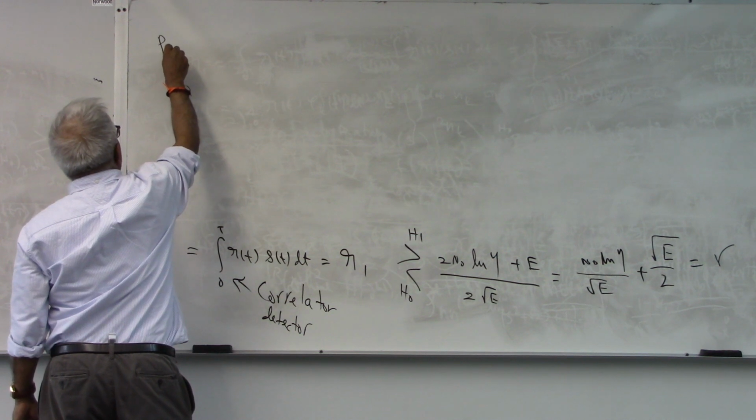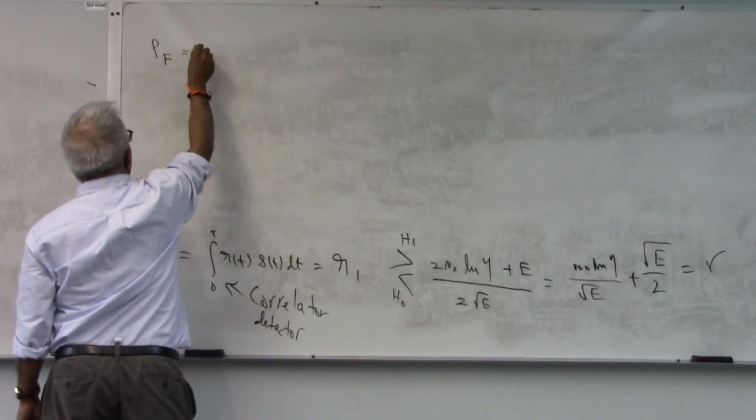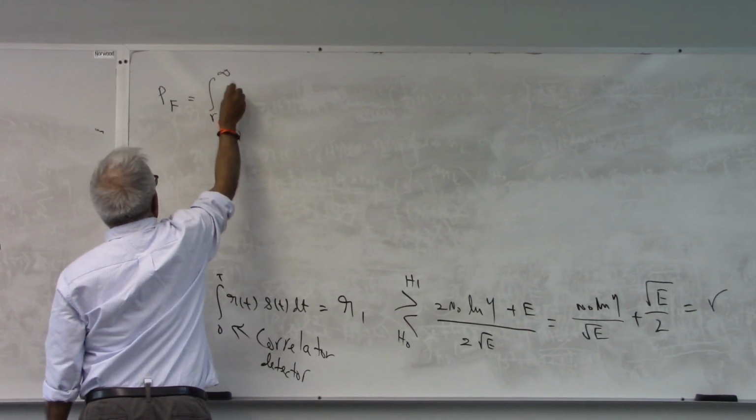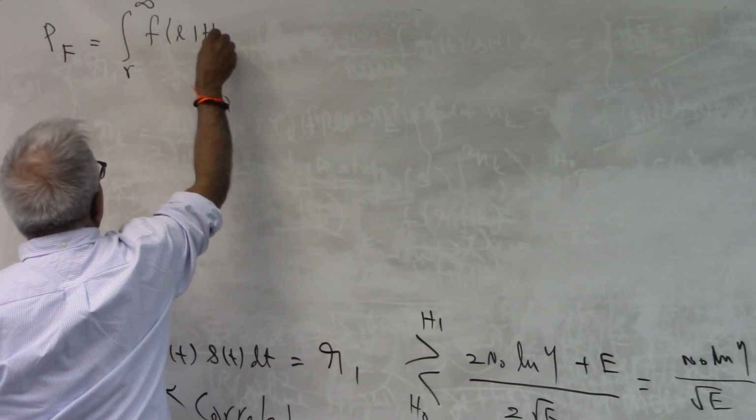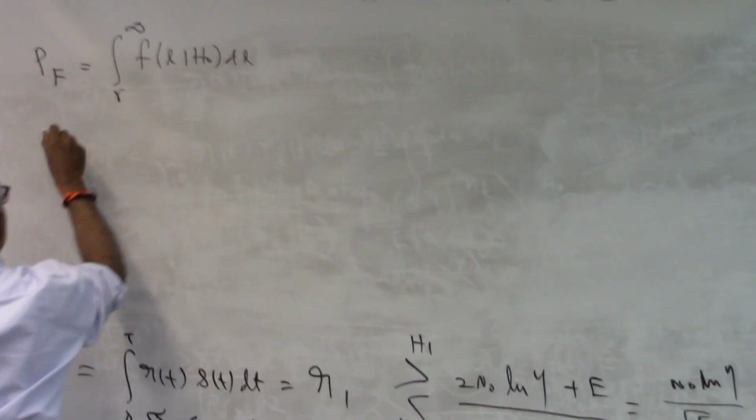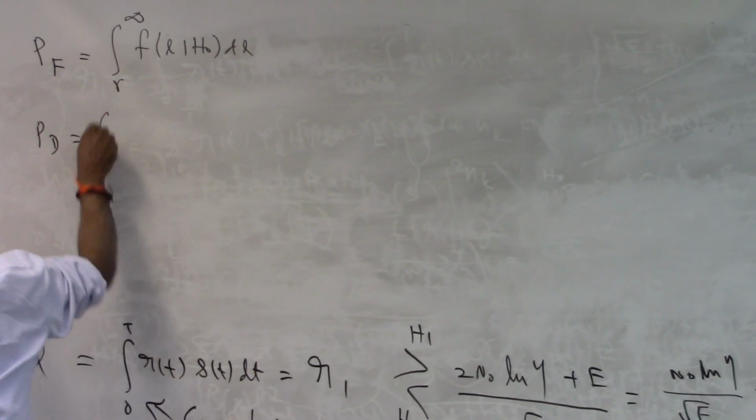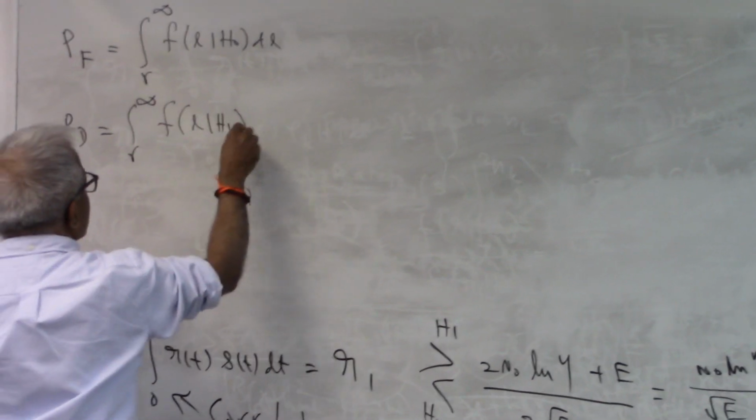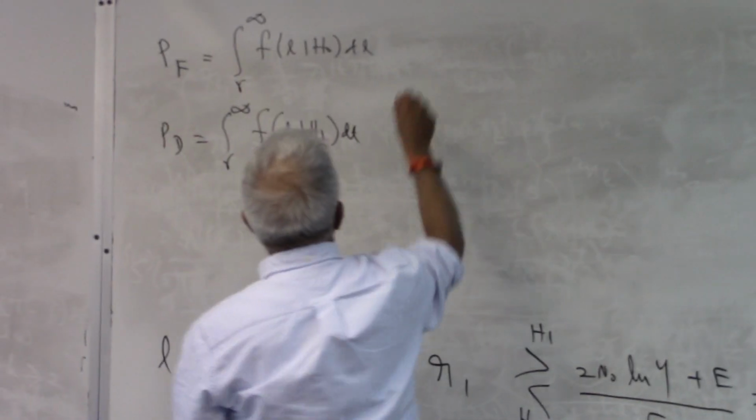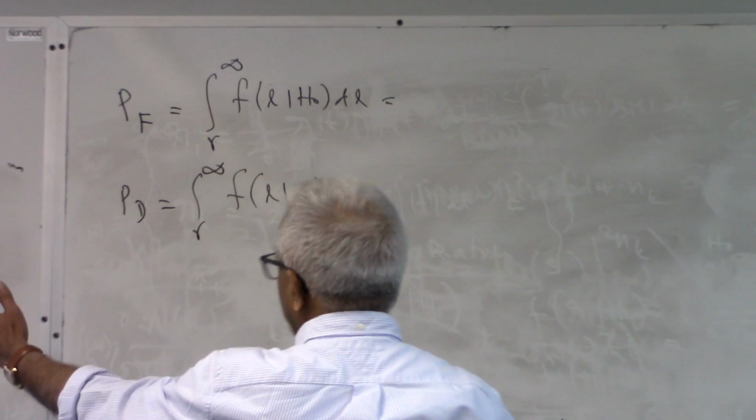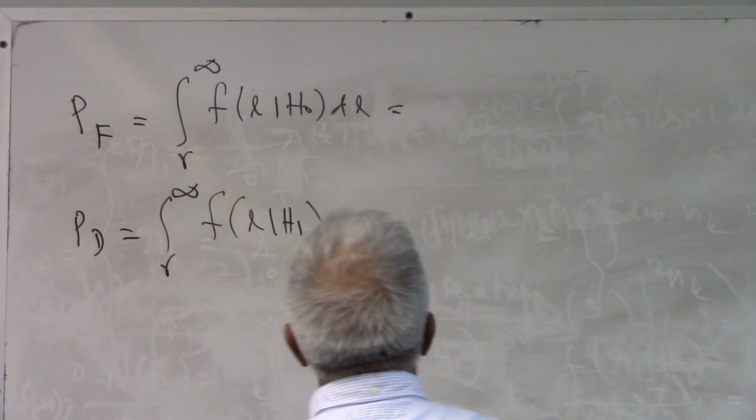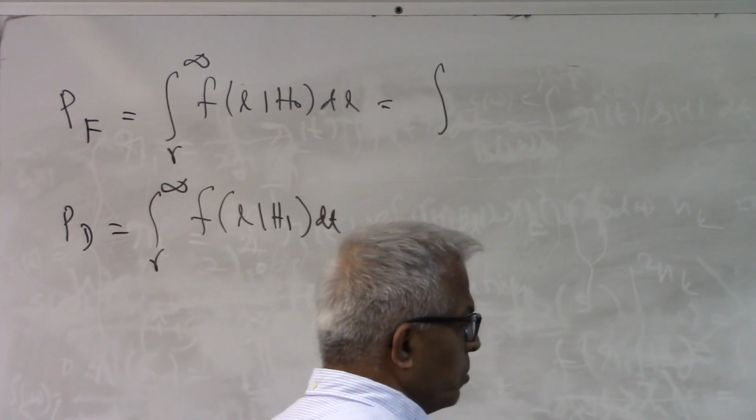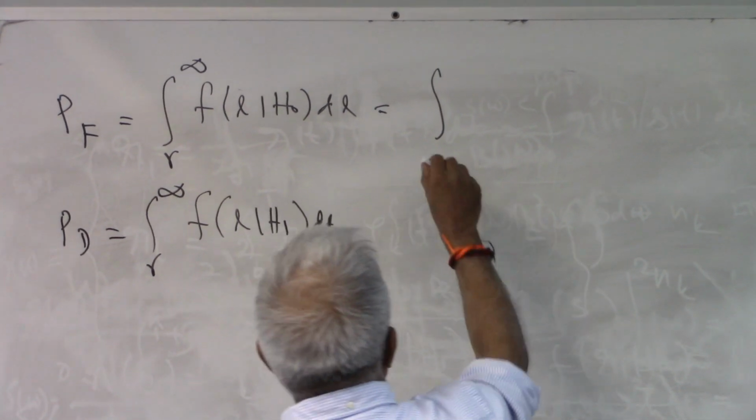So PF and PD will be both. PF is the integral from gamma to infinity of f of L under H0 dL, and PD is the integral from gamma to infinity of f of L under H1 dL. So the density functions are here. And so what is it? Gamma, I'll bring up the exact form later.